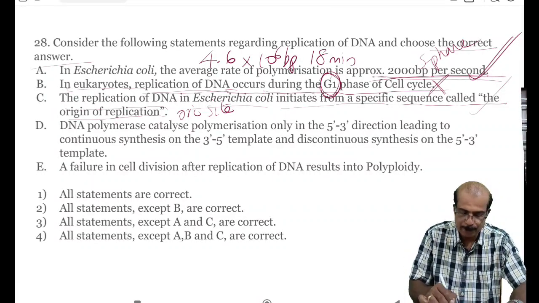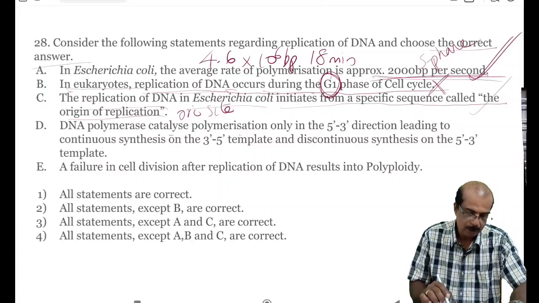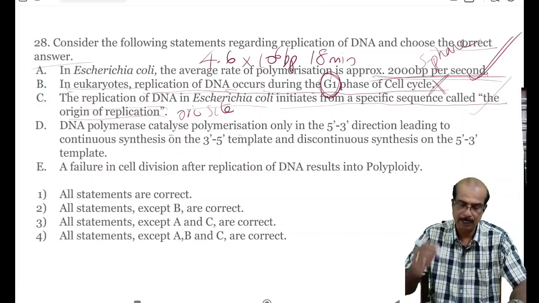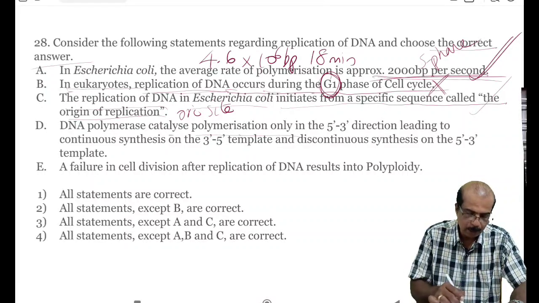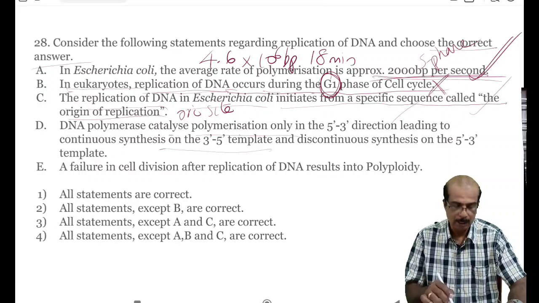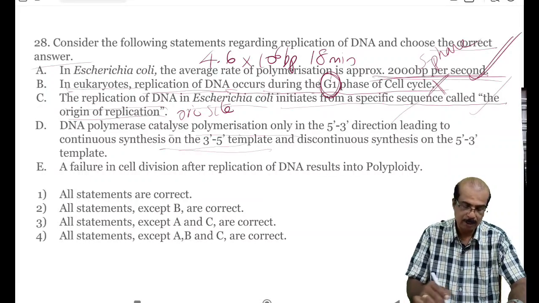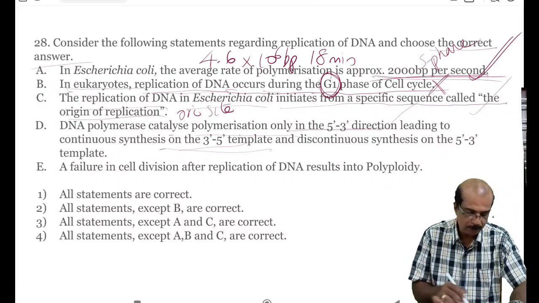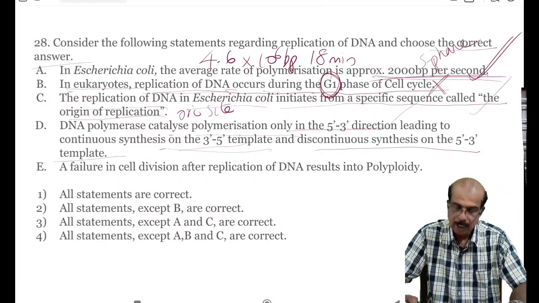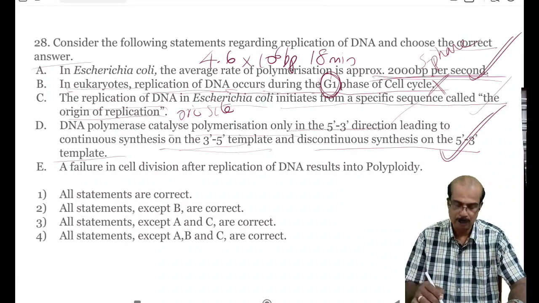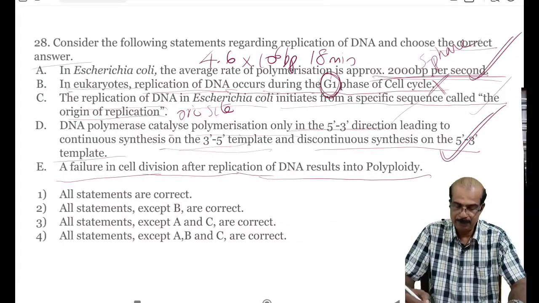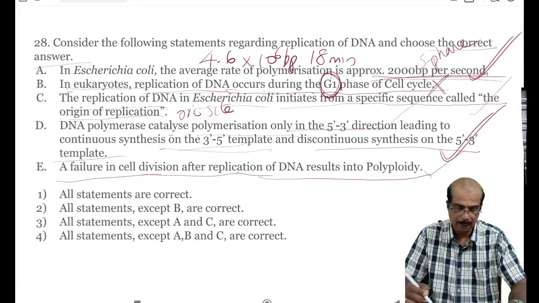DNA polymerase catalyzes polymerization only in the 5' to 3' direction. DNA polymerization takes place in the 5' to 3' direction. Correct statement. Leading to continuous synthesis on the 3' to 5' template. You know that in the 3' to 5' template there is continuous synthesis, and the direction of synthesis is 5 prime to 3 prime, and discontinuous in this one, the 5 prime to 3 prime template. The statement is also a correct one. If you analyze the replication fork, you can understand this aspect very well. A failure in cell division after replication of DNA results in polyploidy. The statement is given in the textbook and it is a correct one.